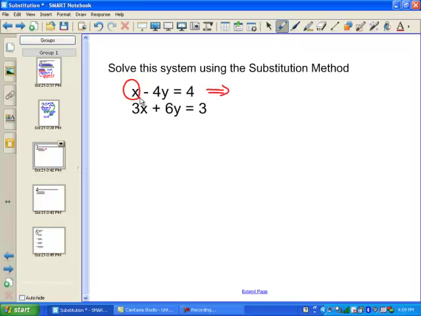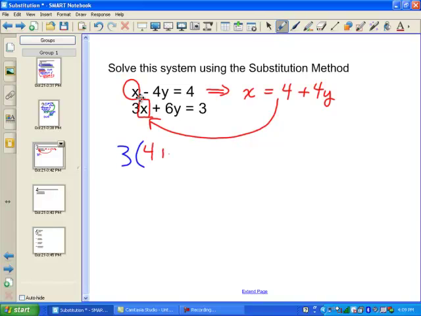So when we isolate x in this equation, we have x equals 4 plus 4y. Once again, it's irrelevant whether we write 4 plus 4y in that order or 4y plus 4. Now we go to the other equation, and where we see x, we're going to make this substitution. So we will write 3 times, here's our substitution, 4 plus 4y. And then I'm going to continue with the rest of the equation, plus 6y equals 3.